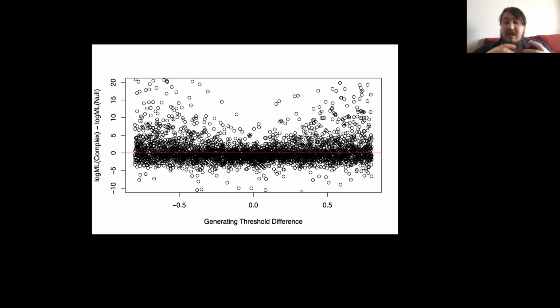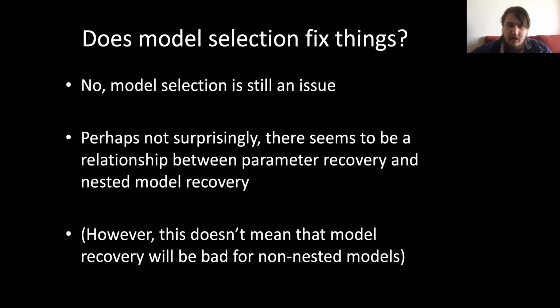The model selection approach doesn't fix things, right? And I think that's actually the point of the next slide. If your parameter is unidentifiable and you try to use nested model comparison by seeing is it 0 or is it not, it's going to have the same issues as just trying to estimate the parameter. There seems to be a clear relationship between parameter recovery and nested model recovery. So using model selection is not a get out of jail free card when your parameters are unidentifiable.